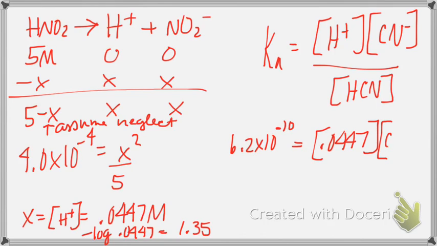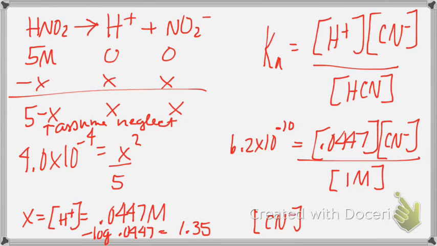We're solving for the CN minus, and it gave us a concentration of 1 molar for the HCN. So we do our math, our wonderful basic algebra 1 skills, and we would get 1.4 times 10 to the negative 8 molar. Do you understand why I did what I did?